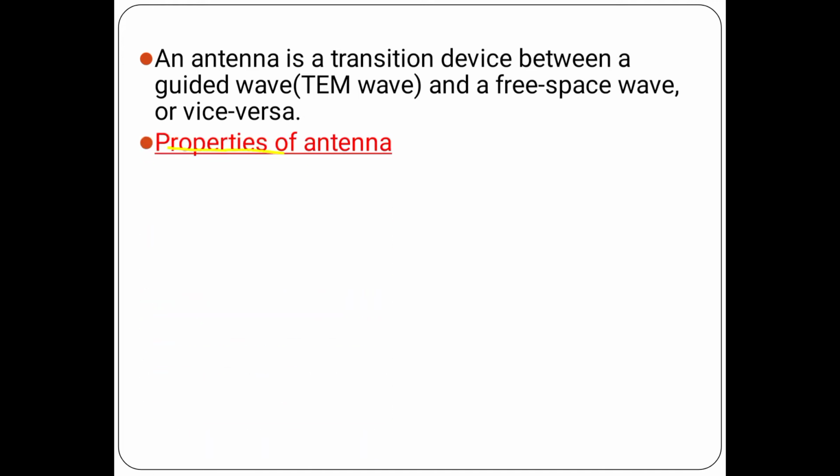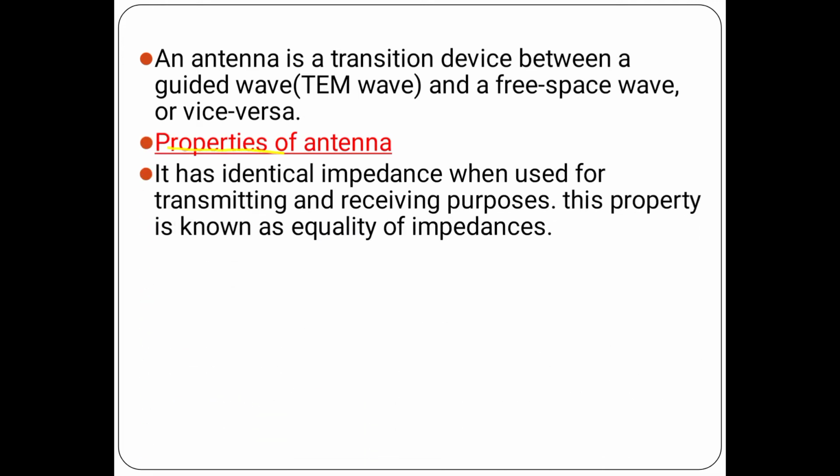Okay, next let's see the properties of an antenna. The first property is that it has identical impedance when used for transmitting and receiving. This is known as equality of impedances. The antenna acts identically on both the transmitter side and the receiver side, and its impedance is the same whether used as transmitter or receiver. That's why we call the antenna an equality of impedance device.